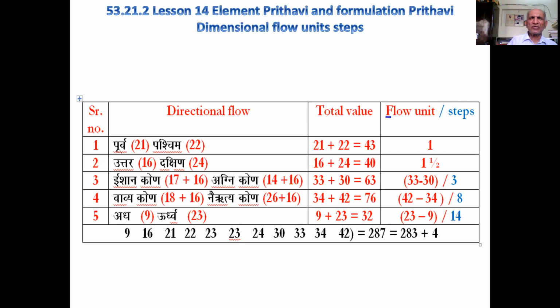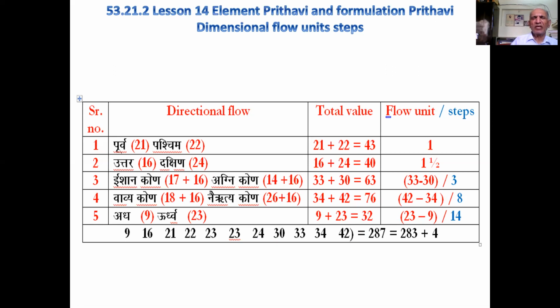first directional flow, east to west, is of values 21 plus 22 is equal to 43, and the flow unit here is 1. The second flow line, Uttar to Dakshin, north to south, is of values 16 plus 24 is equal to 40, and the flow unit is 1.5.